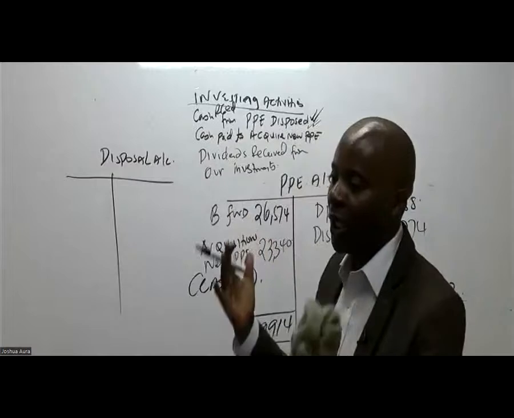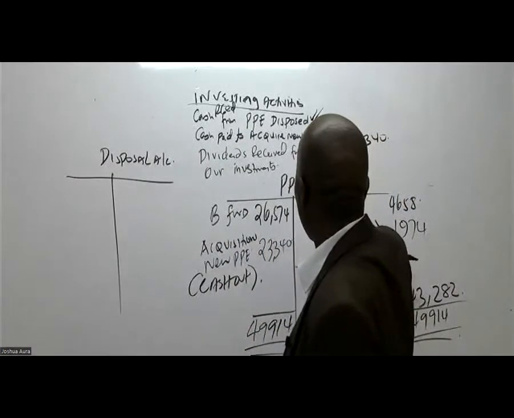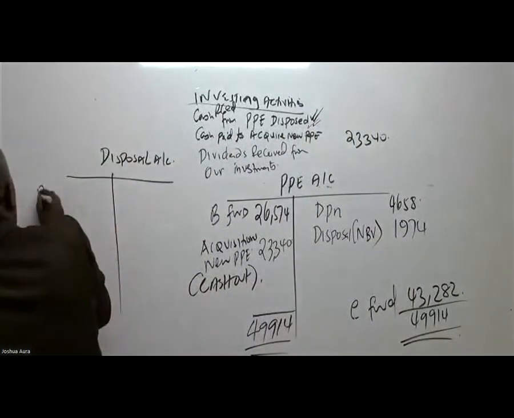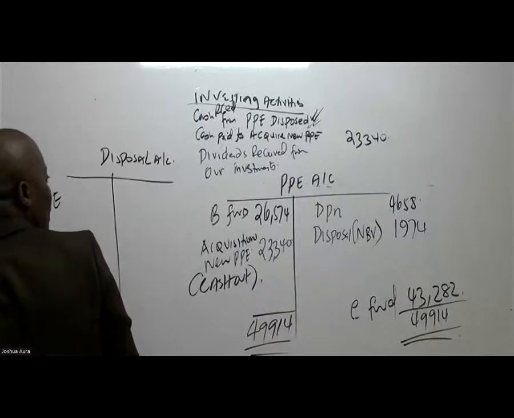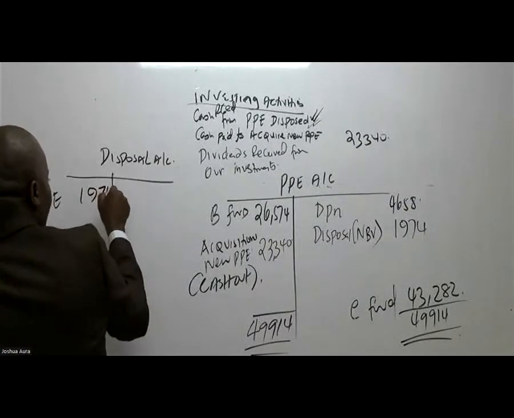The first thing we shall receive is this disposals figure from PPE. It was credited here, so here it should be debited. So I'll mention here property, plant, and equipment, we have 1974.